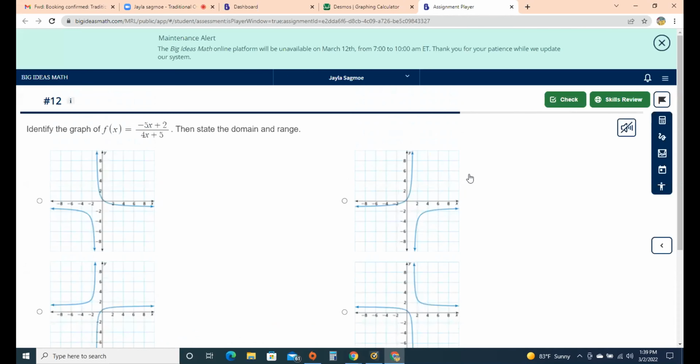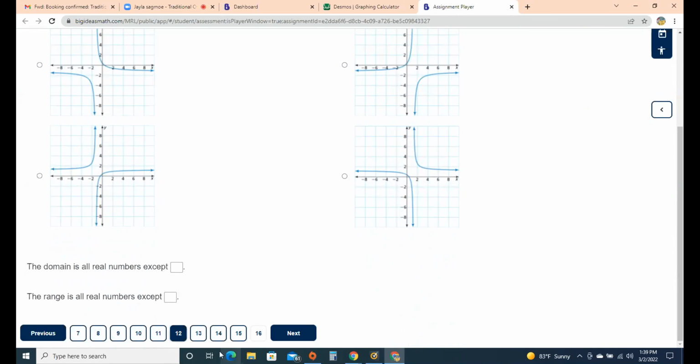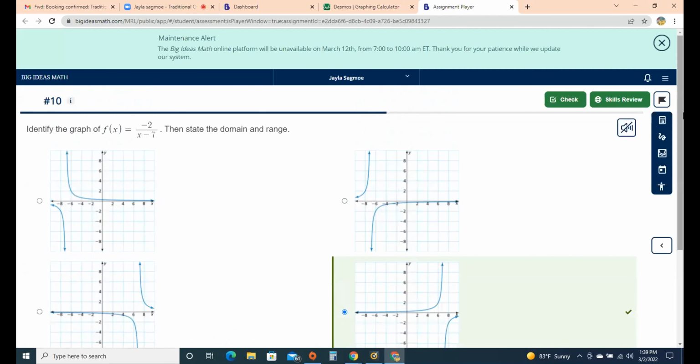I think we left on, I think it was 11. Yeah, or was it 10? No, it was 11.